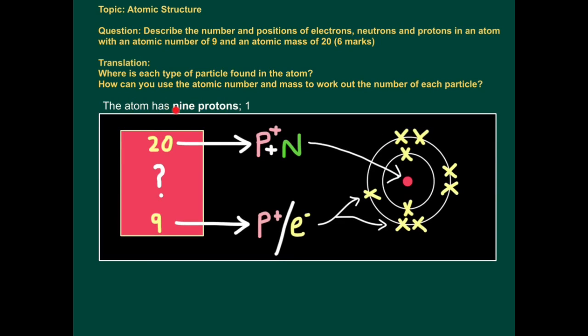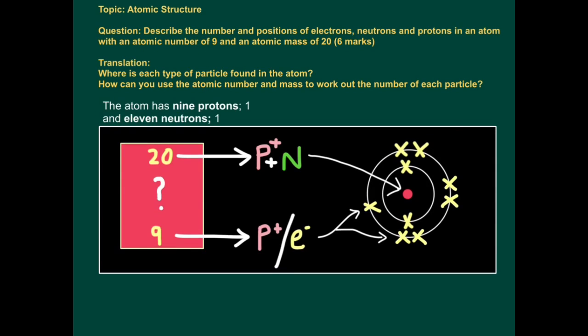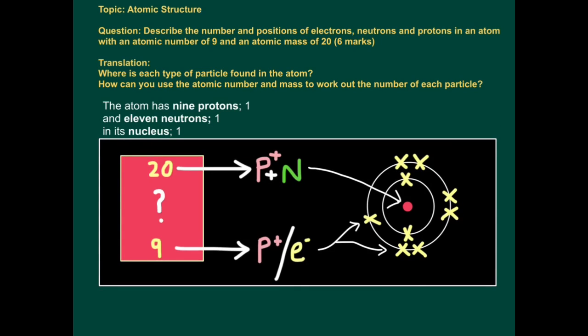So we know this atom has 9 protons because it has an atomic number of 9. We know it has 11 neutrons because it has a mass of 20. So the mass is the protons plus the neutrons. So if 9 represents the protons, we take away 9 from 20, we're left with 11 neutrons. But we have to describe the positions. So these will be found in the nucleus. So you can see protons and neutrons are found in the nucleus.